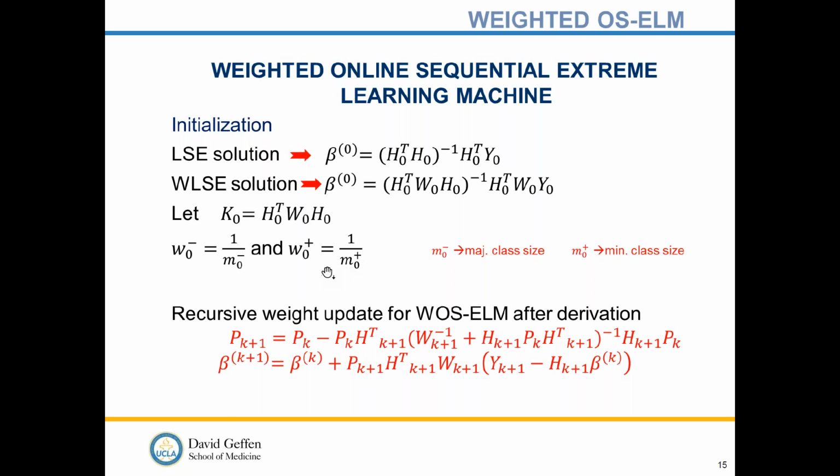What does that mean? It means that every sample is assigned a weight which is inversely proportional to its class size. So it acts as a cost sensitive learning method, because a majority class sample will ultimately be assigned a lower weight compared to a minority class sample. After performing some mathematical manipulation, we end up with a recursive weighted update equation for WOS-ELM this way.